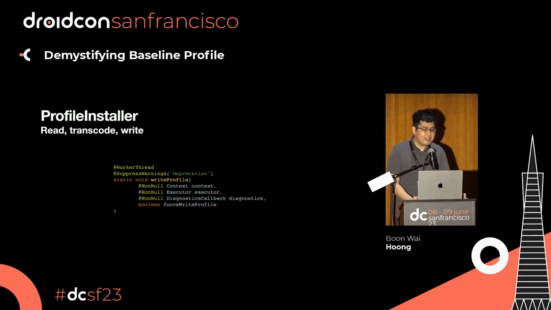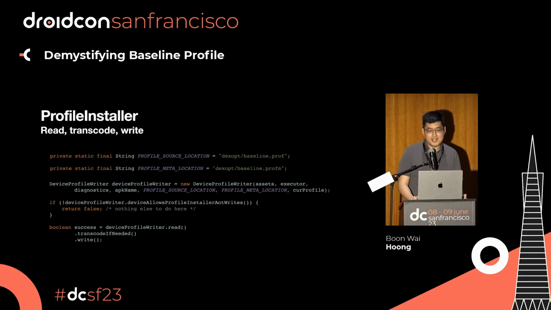Okay, so if you dive into the code of Profile Installer, you will notice that everything points into this static function called writeProfiles. It's basically the bread and butter, the core function that it calls every time. If we dive deeper into the source code itself, we can see that most of these responsibilities are dedicated to this class called DeviceProfileWriter. And it pretty much performs everything here.